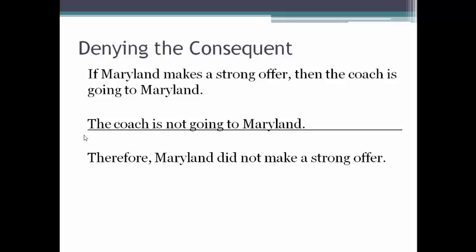So stop and think about it this sort of way to try to think about why this is true. Let's say your friend is this person who's thinking about taking the coaching job in Maryland. And you know that if Maryland makes a strong offer, then your friend is going to go take the coaching job in Maryland. She's already said this to you. So then later on, if you learn that she's not going to go to Maryland, well, then you know it must not have been a strong offer from Maryland.